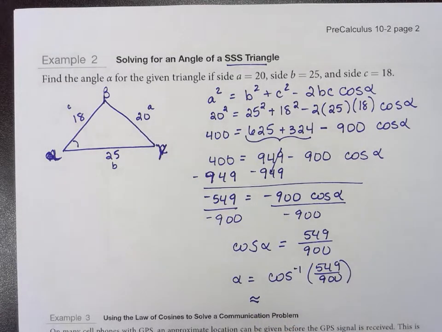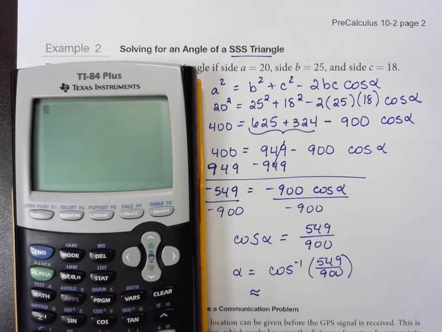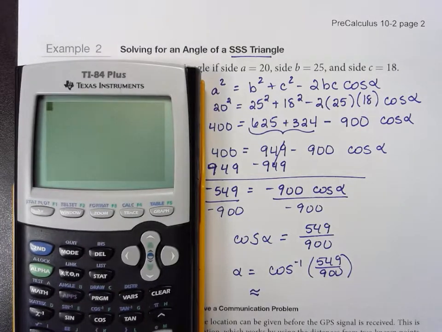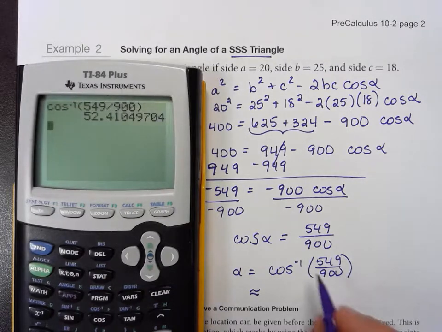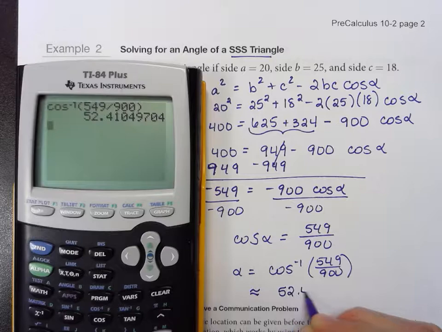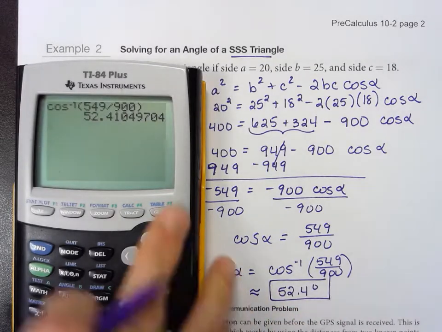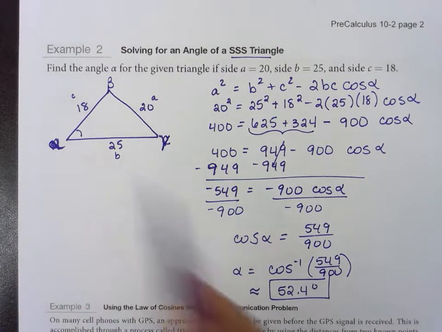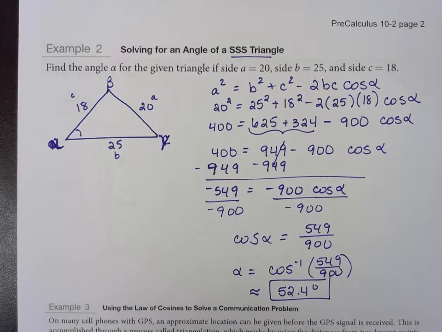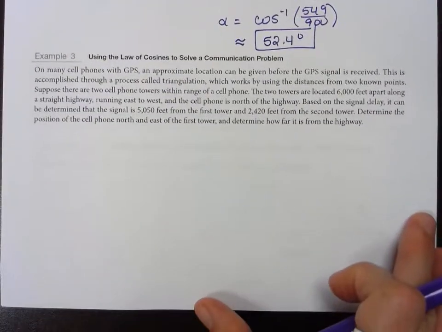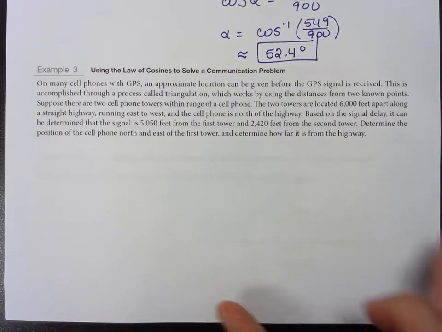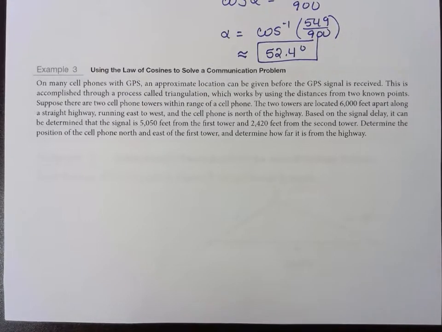So we can get an approximation for alpha. We have inverse cosine of 549 divided by 900, which is approximately 52.4 degrees. So angle alpha is about 52.4 degrees. I know this is hard to read. Hopefully you have your notes printed out and you're looking at them right now.